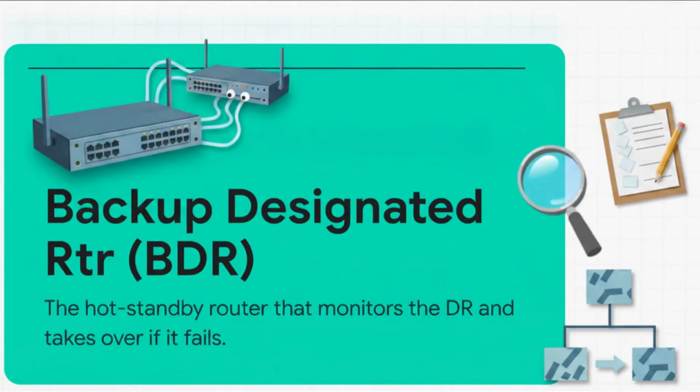But what about a contingency plan? You always need a backup, right? Meet the backup designated router, or BDR. This is the hot standby router that is constantly monitoring the DR. Going back to our corporate hierarchy, this is the assistant manager. They're sitting right there, totally up to speed on every single detail, just waiting to instantly step in and ensure network stability if the manager unexpectedly drops offline.